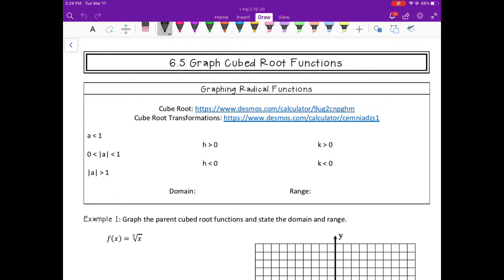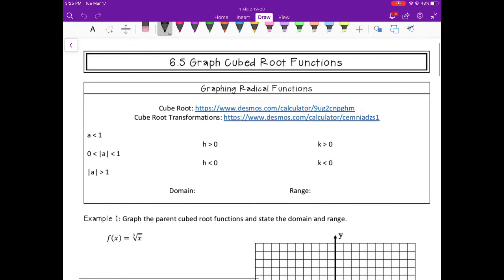So we are gonna keep plugging away. Chapter 6, remember we're still talking about radical functions and rational exponents. And we left off right before spring break talking about graphing square root functions. So we're just gonna jump right into graphing cubed root functions.